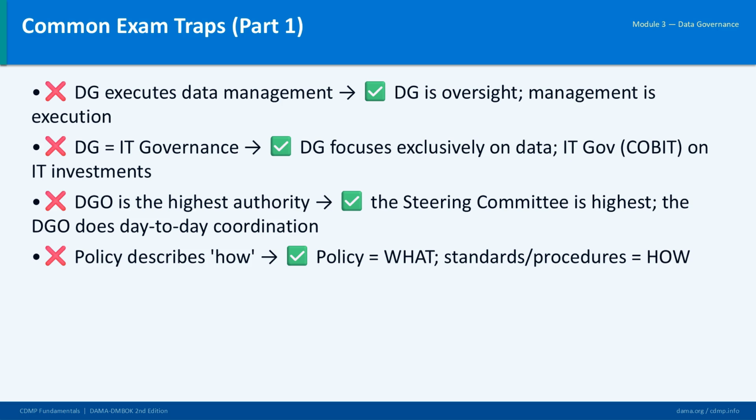Third, the Data Governance Office is not the highest authority, the steering committee is, the DGO handles day-to-day coordination. And fourth, watch the policy versus standards wording. Policy describes the what, while standards and procedures describe the how. Get these 4 straight and you've protected yourself against the most common mistakes.